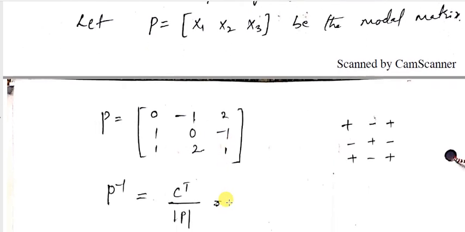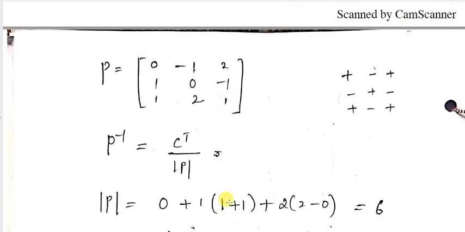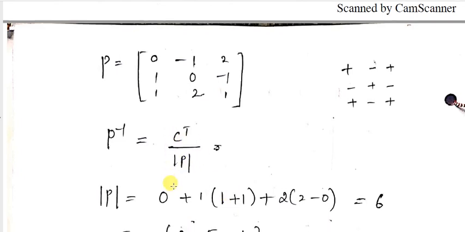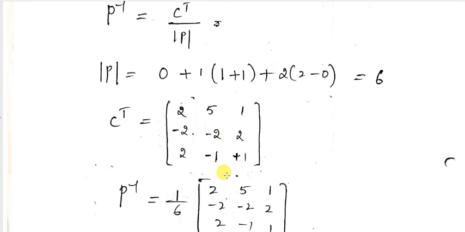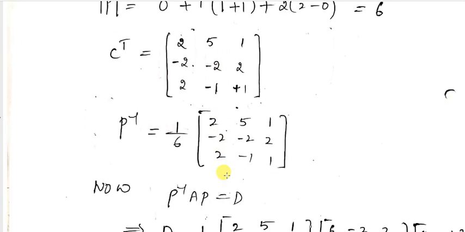Let us find the inverse of P through the formula C transpose by determinant of P. The determinant of P is 6 and the transpose of the cofactor matrix is equal to 2 5 1, minus 2 minus 2 2, 2 minus 1 1. Already we know how to find all the 9 cofactors and how to transpose. So P inverse is equal to 1 by 6 times 2 5 1, minus 2 minus 2 2, 2 minus 1 1.